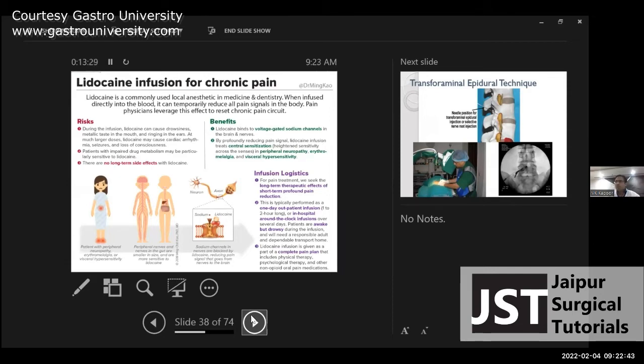And this has been shown to reduce the intensity of neuropathic pain. It is an adjuvant therapy, not a treatment therapy. But yes, it has been very effective for pain relief in our patients. And it is also very important in gastrosurgery patients. We will discuss it later.